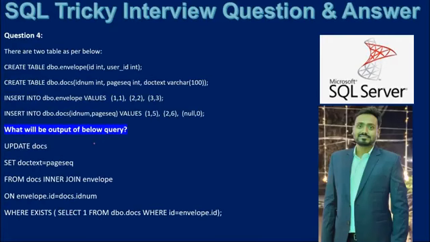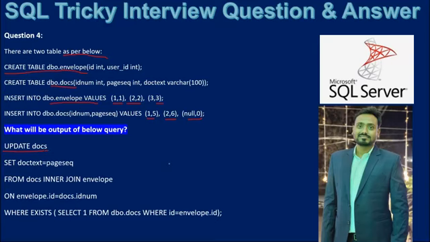Let me jump to the last question. Here we can see there are two tables as below. First is the envelope and second is the document table. So these two tables, and we are inserting some records into them. Envelope has 1, 2 and 3, and here document has 1, 5, 2, 6 and null, 0. So what will be the output of the below query? Here we can see the output of the doc.